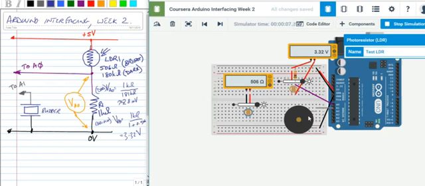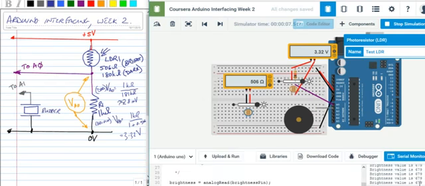Alright, so let's take a look and see what happens. Here's the code that I have. I've got a serial monitor running telling us what the value is right now. We're getting 679 in for this voltage, and the actual code looks like this.